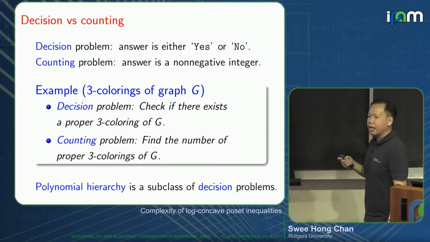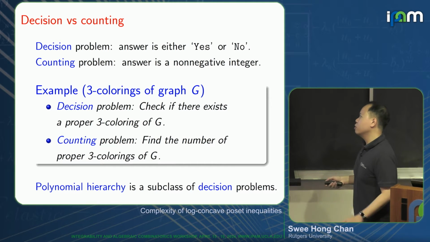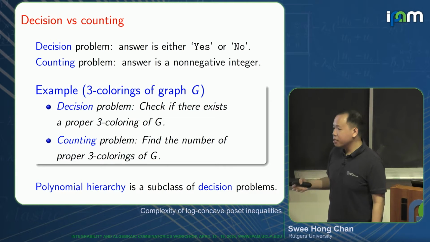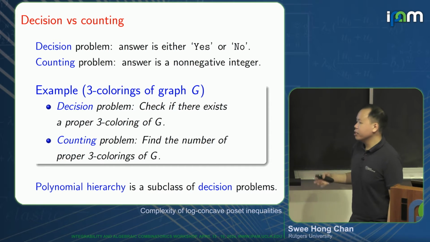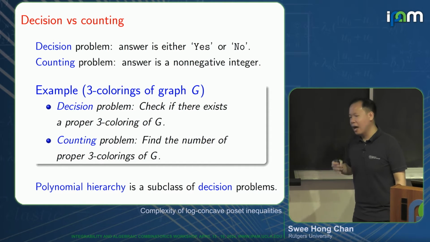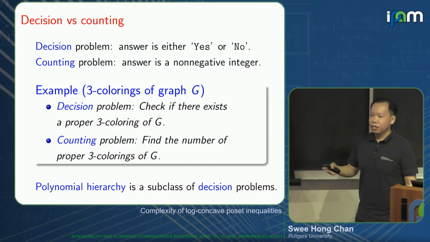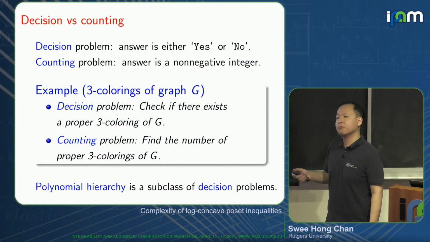So for example, let's say that I care about 3-colorings of a graph. Then the right question to ask for the decision problem is whether there exists a proper 3-coloring of this graph, while the right question to ask for the counting problem is to find the number of proper 3-colorings. In particular, if you can answer the counting problem, then you can also answer the decision problem.